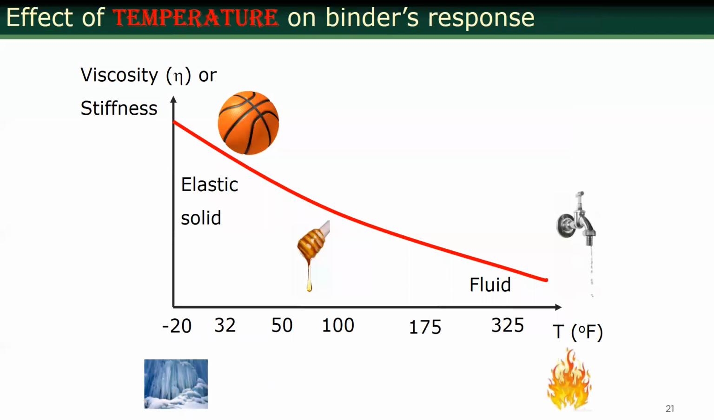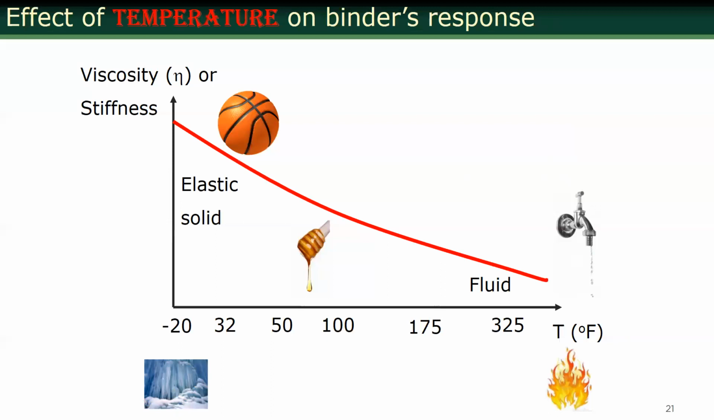Effect of temperature on the asphalt binder's response. What you're seeing here is a range of temperatures that you see in the field. Let's say it's in Fahrenheit, minus 20 Fahrenheit. I did see this once, driving from Washington, D.C. to here, on my dashboard 4 years ago. So the binder behaves like a basketball. It's an elastic material at these temperatures.